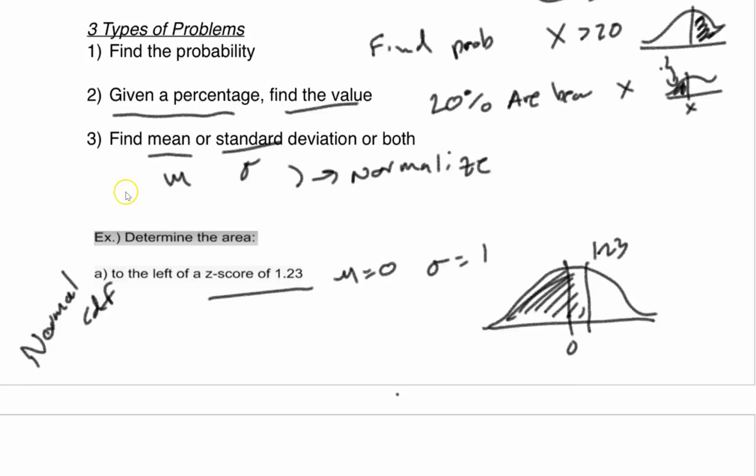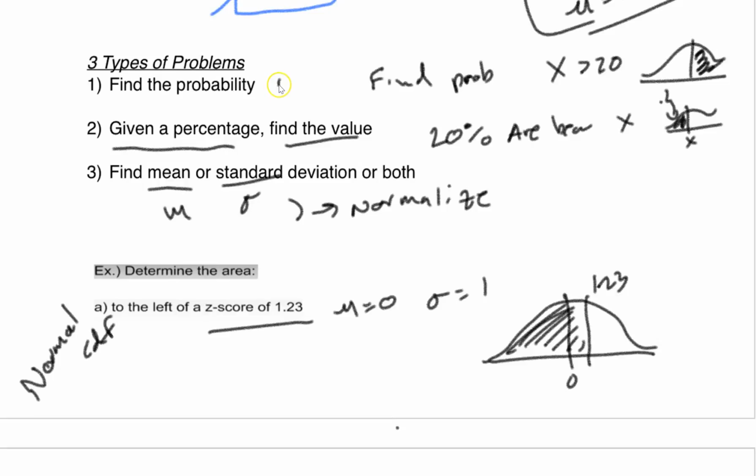And going back to here, type 1 is a normal CDF problem. That's a type 1, the easiest version. And then give a percentage is invert normal. We're going to go backwards, and we'll do that in a second. Find the mean or standard deviation is a z problem. We have to normalize, and we'll do that in a bit. So those are the different types of normal problems.